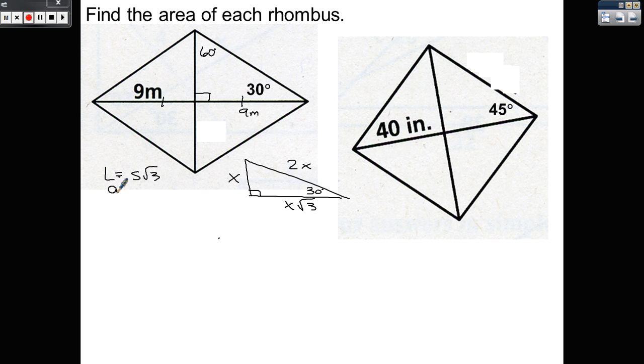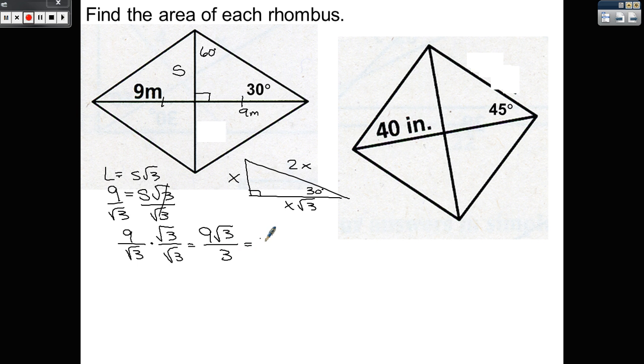If I plug in my longer leg is 9, and let's make this side S. In order to get S by itself, you have to divide by radical 3. Now, we also have to rationalize that denominator by multiplying the numerator and denominator by radical 3. And so this is what our shorter leg length is going to be. 3 radical 3 and 3 radical 3.